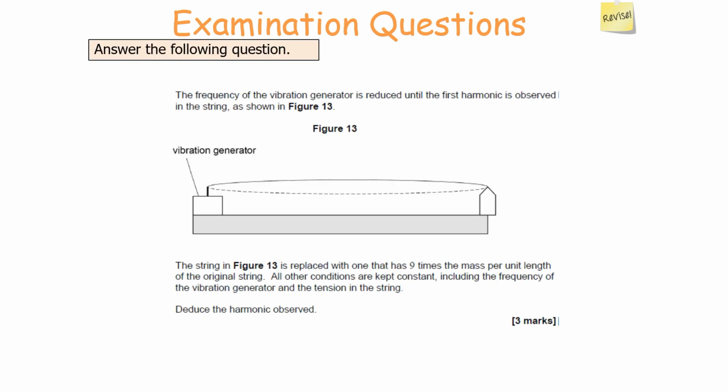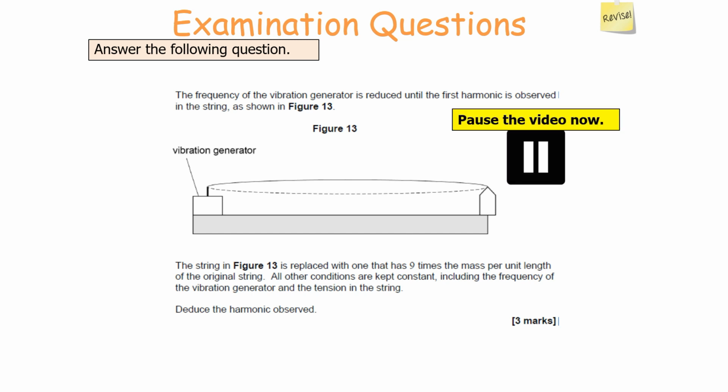The frequency of the vibration generator is reduced until the first harmonic is observed in the string, as shown in figure 13. The string in figure 13 is replaced with one that has 9 times the mass per unit length of the original string. All other conditions are kept constant, including the frequency of the vibration generator and the tension in the string. Deduce the harmonic observed. So pause the video now, then unpause the video when you want to go through your answer.